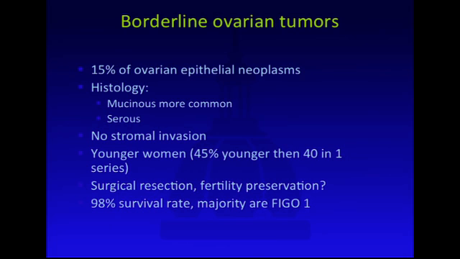So these represent approximately 15% of ovarian epithelial neoplasms. Histologically, mucinous are more common, but they can be serous. They don't have stromal invasion. The typical demographic group is going to be younger women, 45 or younger than 40 in one series. And the treatment is, of course, surgical resection, but there's a question of fertility preservation in these young women, so it is really a dilemma for the gynecologist. But they have very good prognosis, 98% survival rate with the majority of FIGO type 1 ovarian tumors.